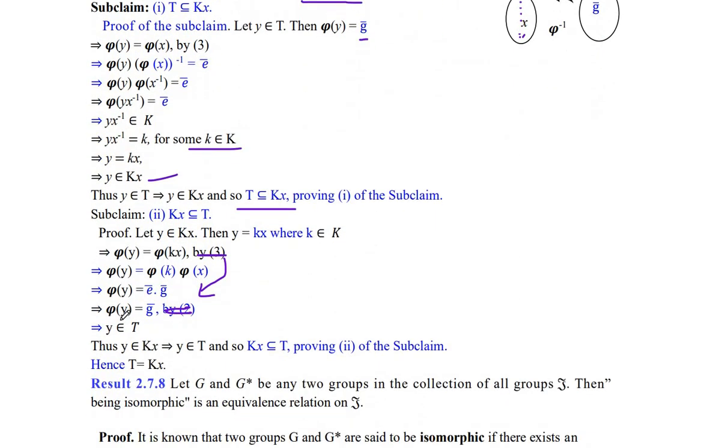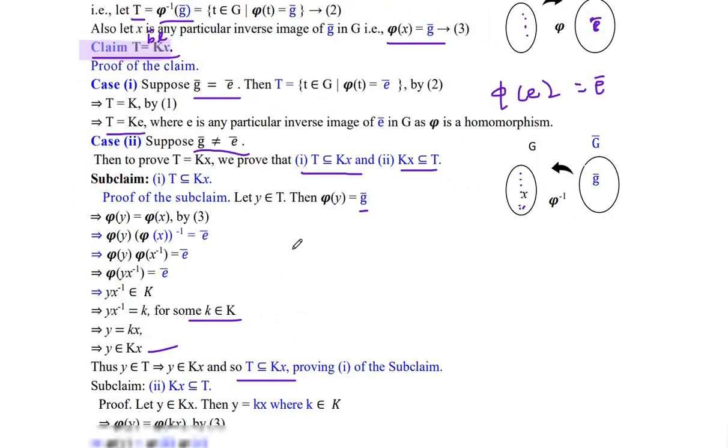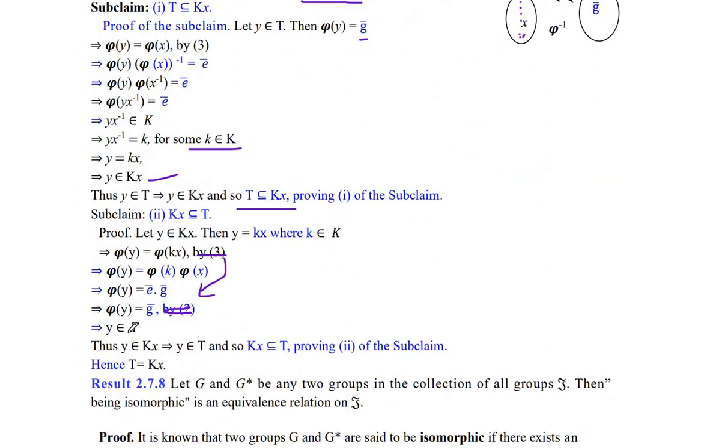Whenever we have phi of y is equal to G bar, where should our y be? Those elements whose image is G bar should be present in T. So my y is of that kind, therefore my y should be in T. So we started with y in kx, we have got y in T, therefore kx must be contained in T. So that proves the second subdivision of this subclaim. So we have T contained in kx, kx contained in T. Clubbing these two, we have T to be kx.